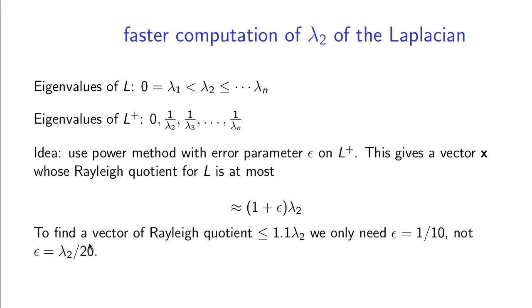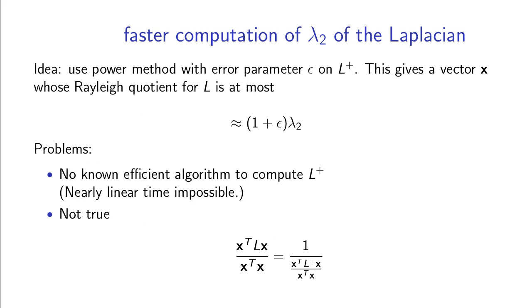It does make a very big difference if we run the power method with a constant epsilon or with an epsilon that is order of lambda 2, because the running time of the power method is nearly linear in the number of non-zero entries of the matrix, but then multiplied by 1 over epsilon. If epsilon is a constant, this overhead is just a constant, but if epsilon is lambda 2, this overhead becomes 1 over lambda 2, and in some graphs lambda 2 is as small as 1 over n squared, so the overhead would be order of n squared.